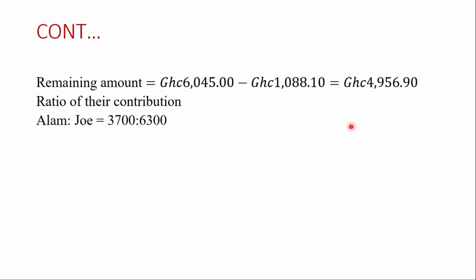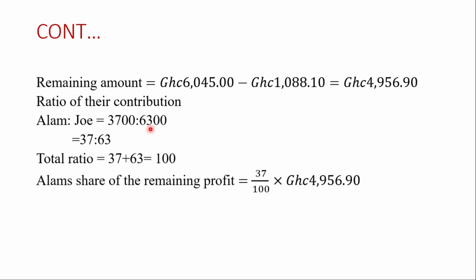Now the question says that they shared the final remaining in the ratio of their contribution. So we want to get how much Alam contributed is to the amount Joe contributed. We know Alam contributed 3,700 Ghana cedis, and Joe contributed 6,300 Ghana cedis. So for their ratio, we can get a common factor, which is 100. 100 can go into 3,700 and into 6,300, and you get 37 is to 63 as their ratio. Now we get a total ratio to be 37 plus 63, and that's going to give you 100.